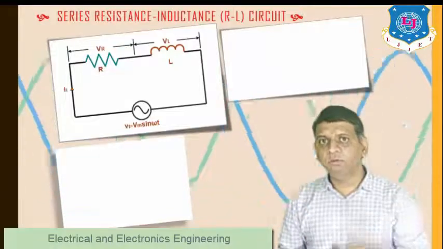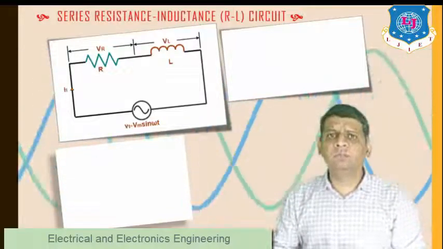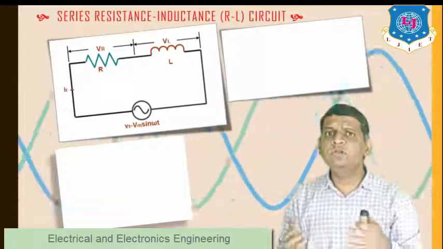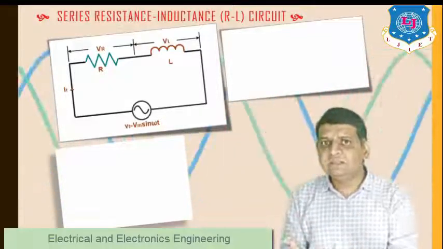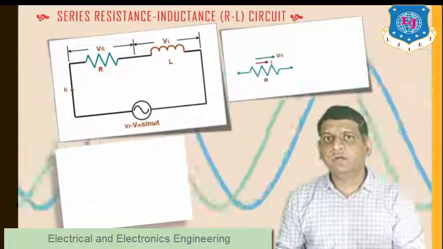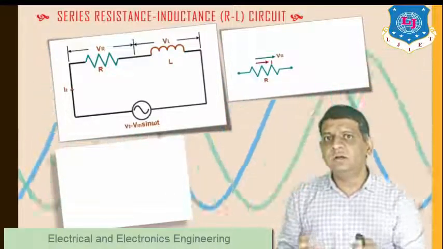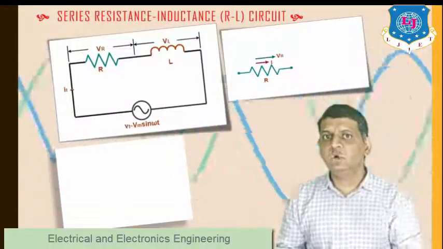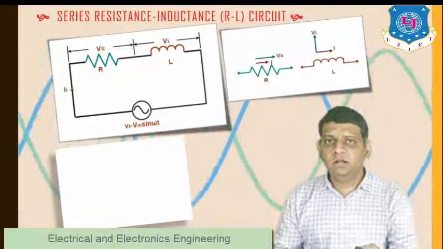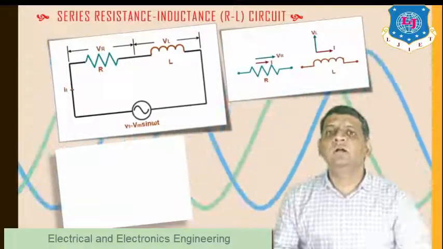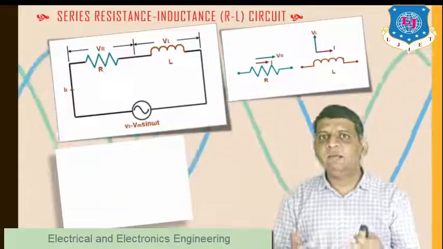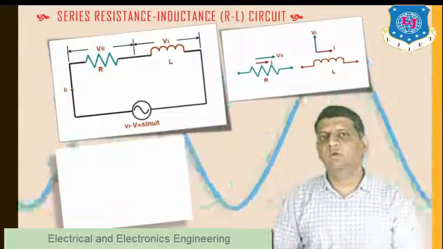Now, from here, my job is to find the individual phasor diagram of resistance and inductor. For a purely resistive circuit, voltage and current are in phase. But this is not the case with the inductor, where the current is lagging by angle 90 degrees with respect to the voltage.